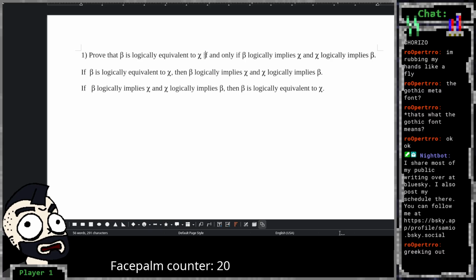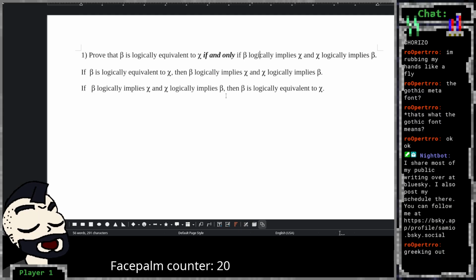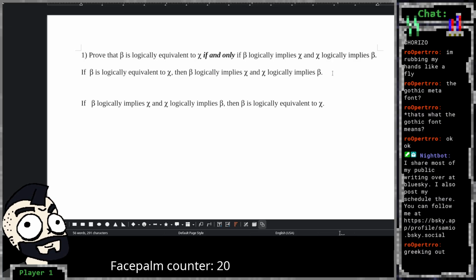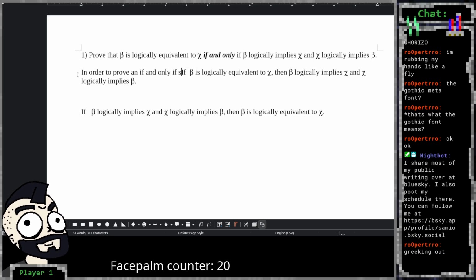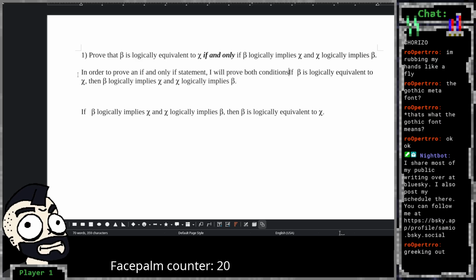Okay, so because I have to prove an if and only if, I already learned that an if and only if is just two conditionals, A going to B and B going to A. So I need to prove these two things. Out of these two, the second one is way easier, but so I just type it out. In order to prove an if and only if statement, I will prove both conditions separately.